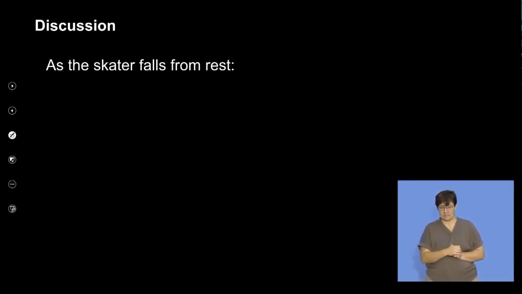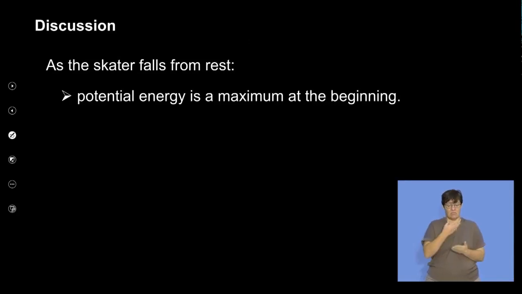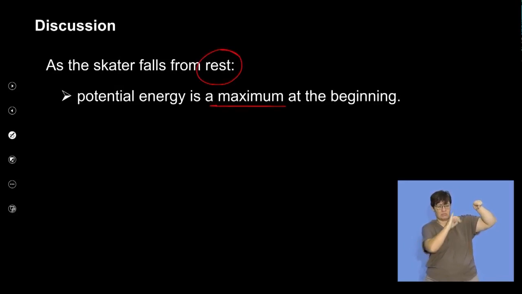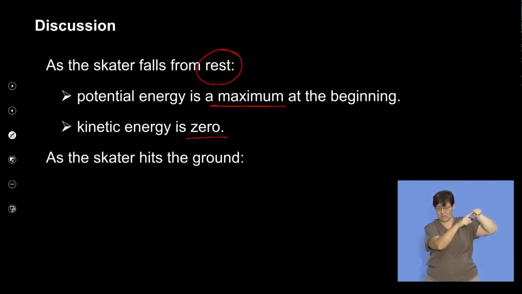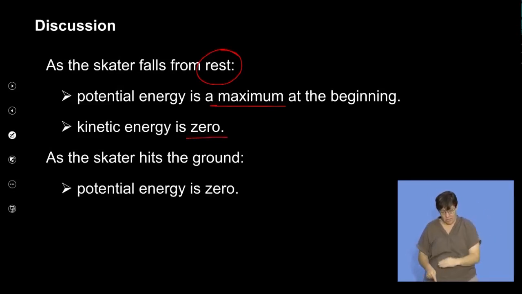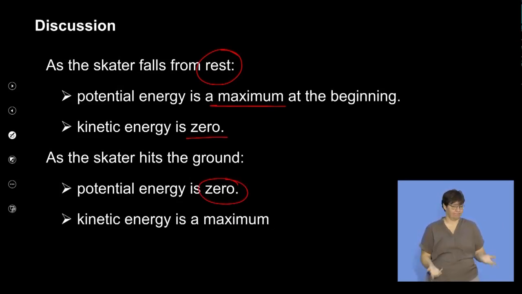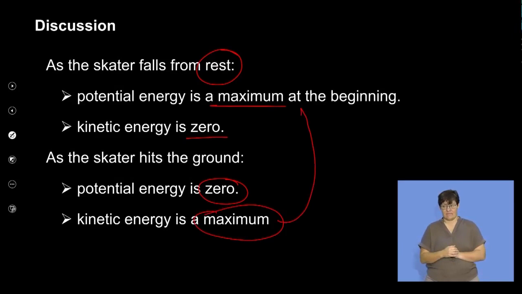As the skater falls from rest, the potential energy is at a maximum. That's when he's at the top and he's not moving. Falls from rest. Okay, rest means he's not moving. The kinetic energy is 0 because velocity is 0. As he hits the ground, goes past the ground, potential energy is now 0 because there's no height, and kinetic energy is now at a maximum. And in fact, those two values will be exactly the same quantity. They'll be the same value, all right?